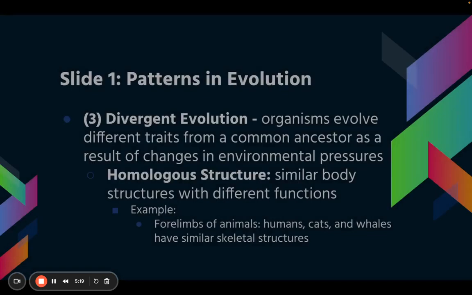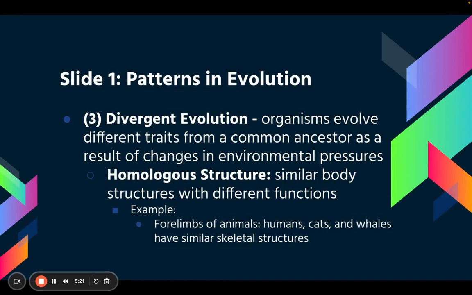environments. Divergent evolution is the next pattern that we are going to discuss. And this occurs when organisms that are or were once closely related evolve different traits or adaptations as a result of different environmental pressures. Through divergent evolution, homologous structures may develop. Homologous structures are similar body structures with different functions caused by related organisms being in different environments. Essentially, these different environments caused different adaptations to occur because specific variations were more favorable than others.